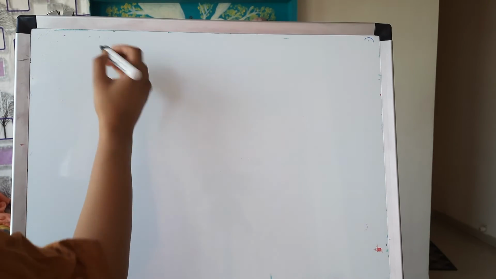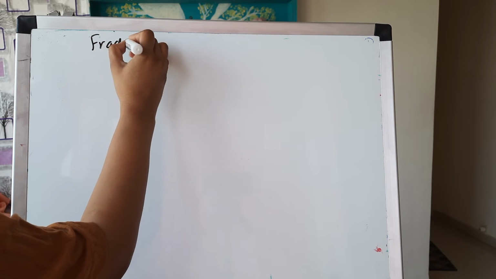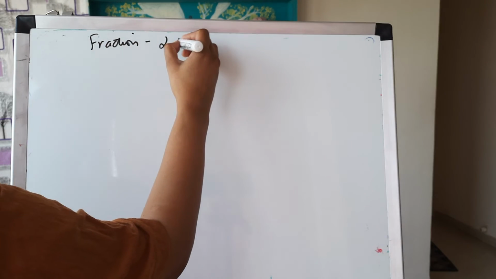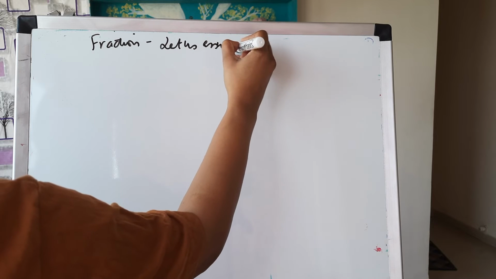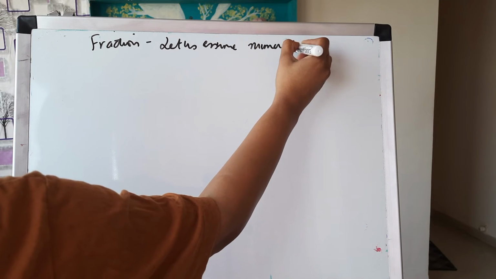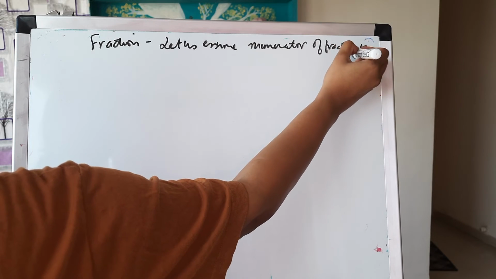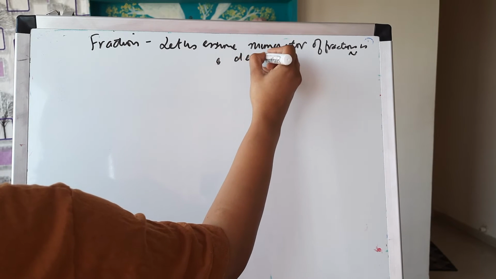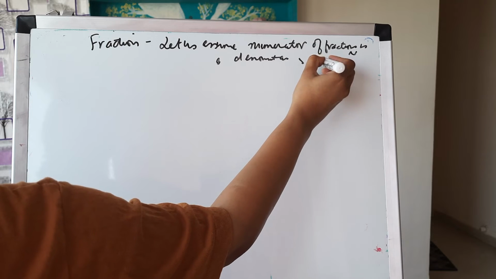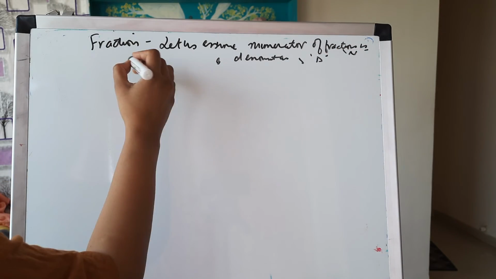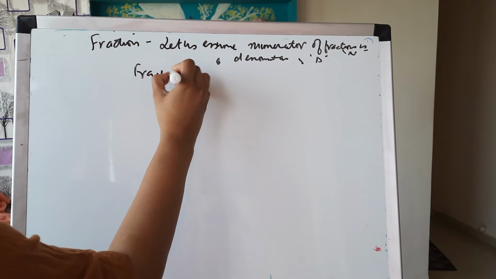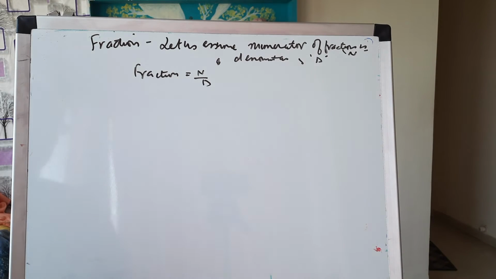Moving on to the next question. Here there is a fraction, right? So let us first assume the numerator of the fraction is n and the denominator is d. Okay, so the fraction is n by d. Now you can very well take it in terms of x and y only, right?